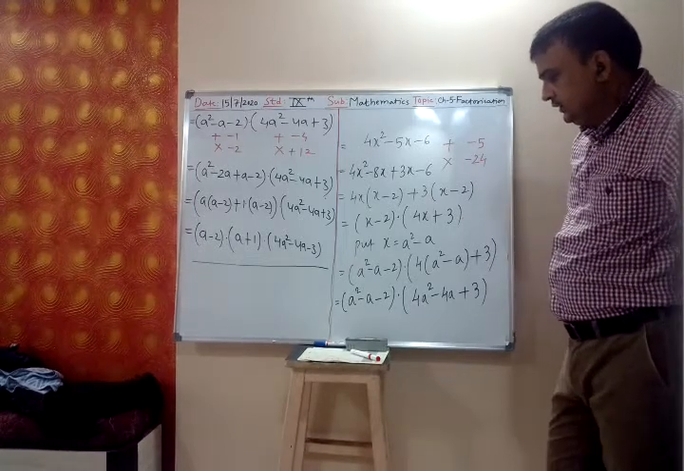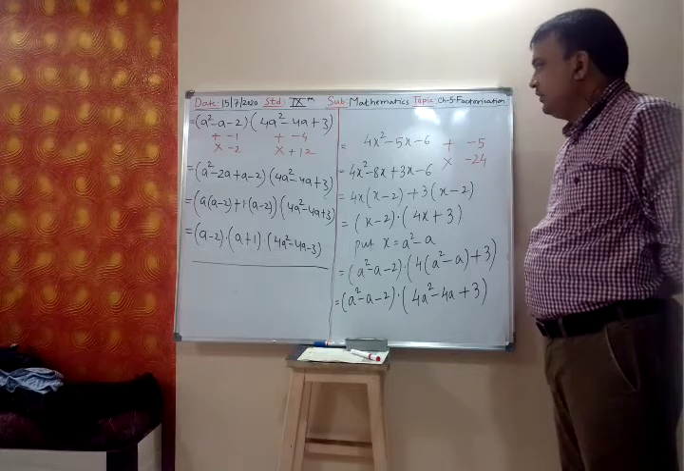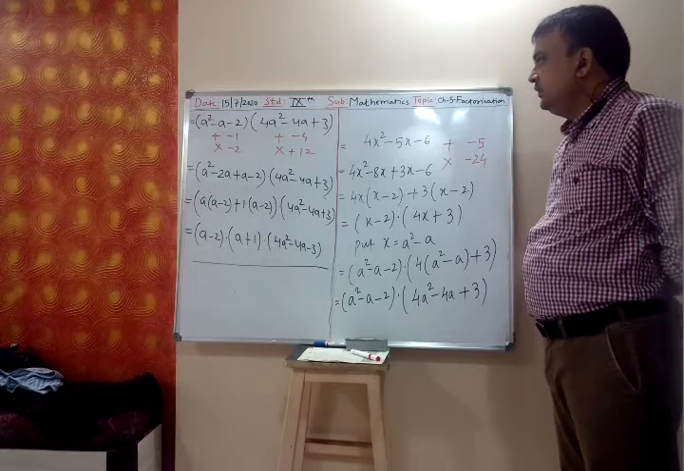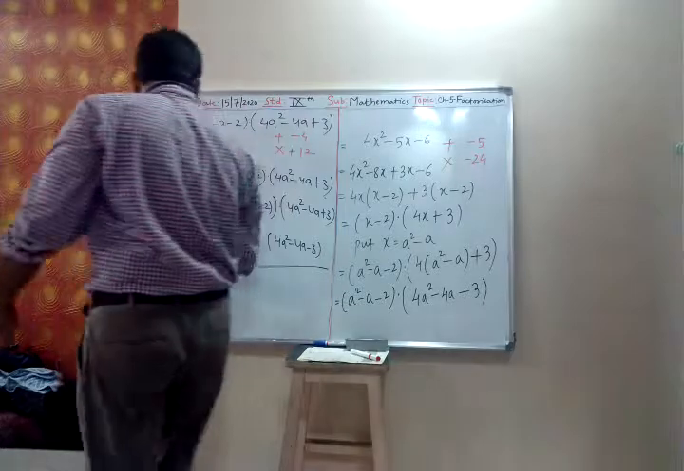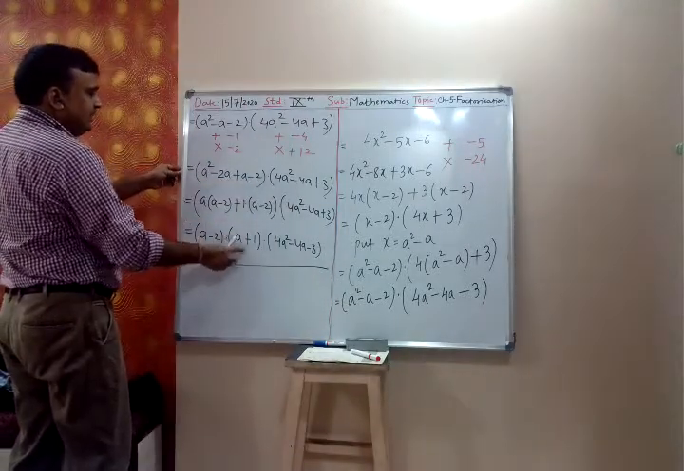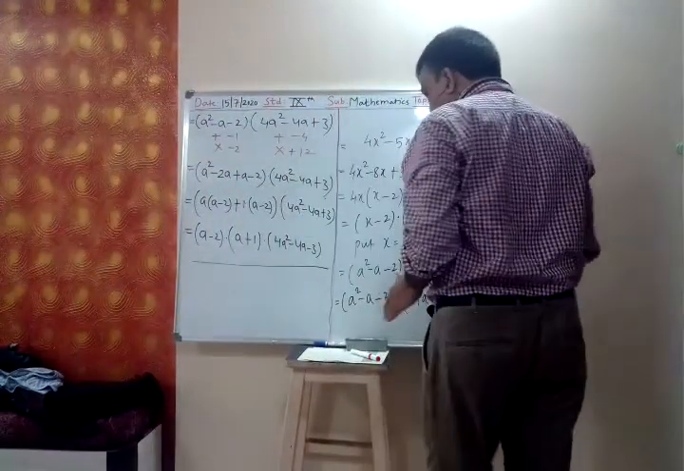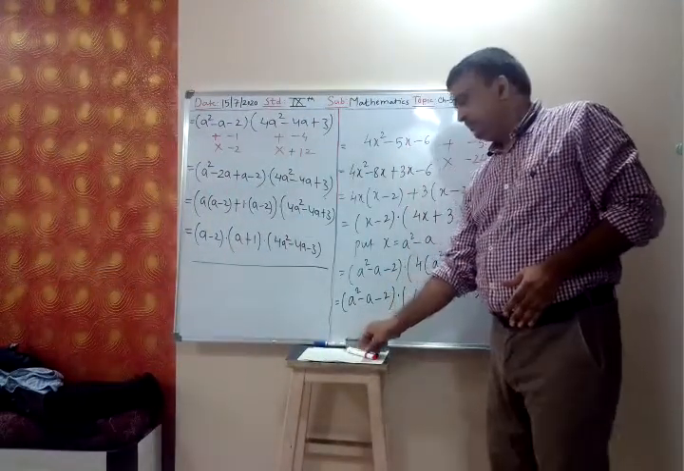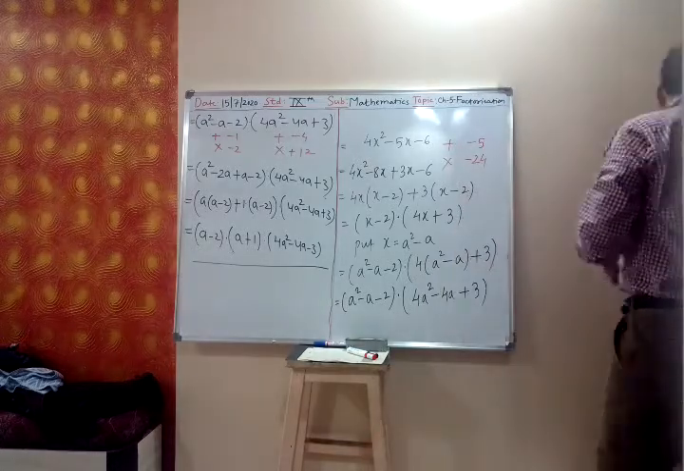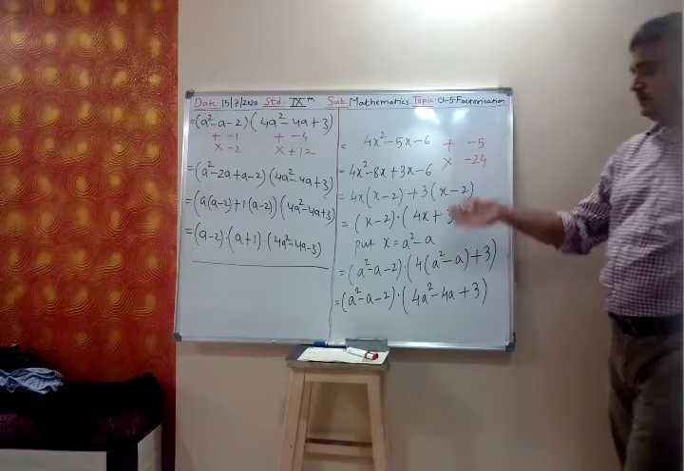Wait. First and second method, when you multiply, you will get this one. When you multiply the first and second bracket, you will get this one. So there is no need of multiplying the first bracket and second bracket. When you multiply the first bracket and second bracket, you will get 3a square.